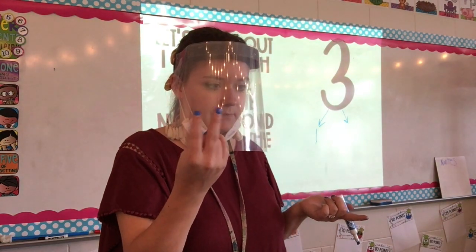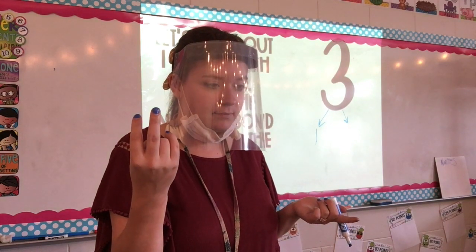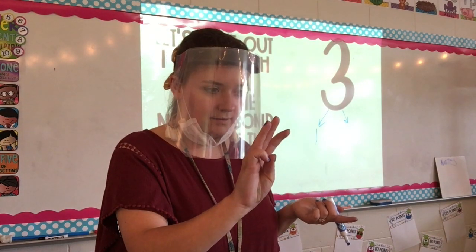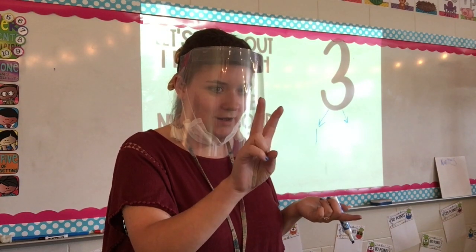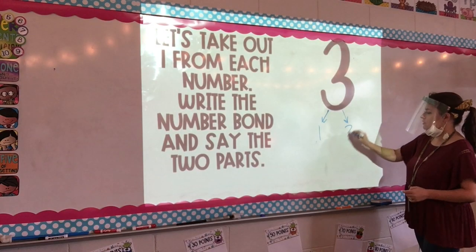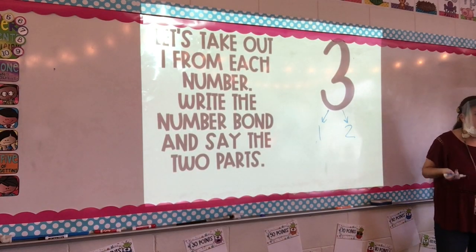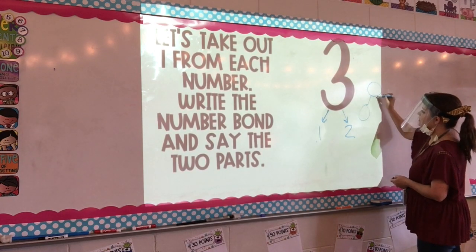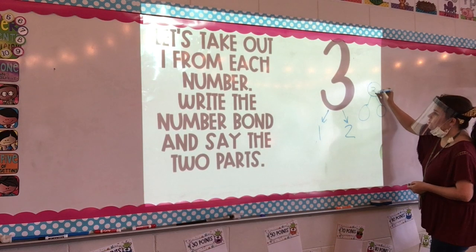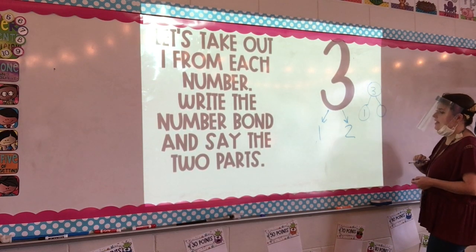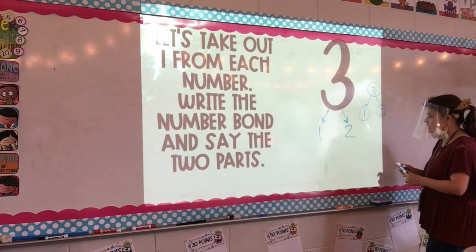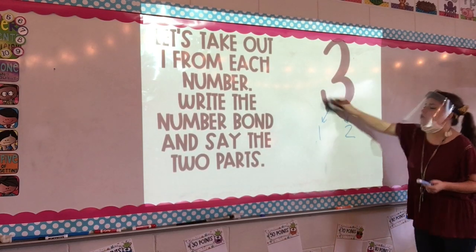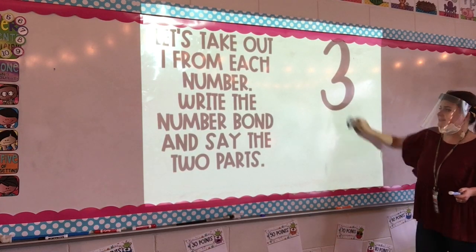Peyton? I have 3. I get rid of 1. What's left? 2. Look, I'm making my own little number bond. I'll make it a little smaller. 3 is my total. I'm taking 1 out. I'm left with 2. It's like making a number bond, but without the circles. And remember, my biggest number is always on top.